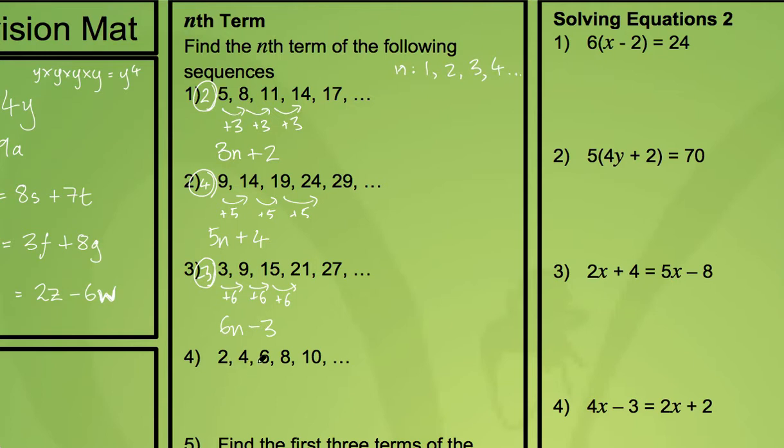This one is going up in 2s. So I know that I've got 2n involved. 2 times 1 is 2. Nothing needs to happen, I've already got 2. 2 times 2 is 4. This is just the 2 times table, and that represents the 2 times table. 2 times 1, 2 times 2, 2 times 3, etc. And if I look at the previous term, it would be 0, so I've got plus 0 on the end, which I don't need to write. That sequence is just 2n.